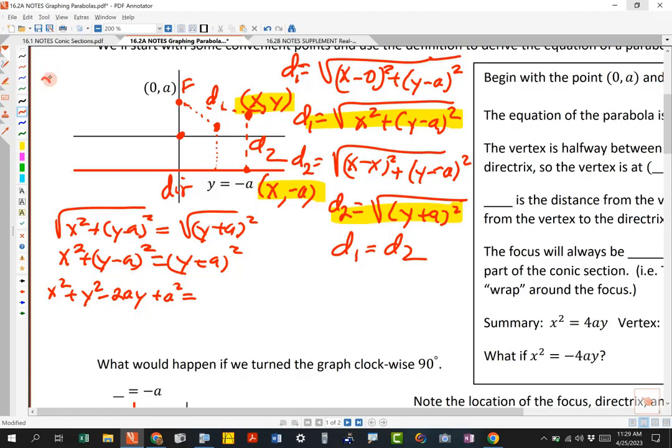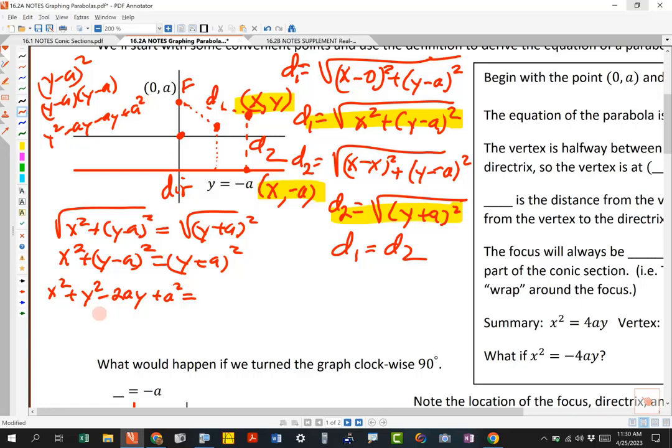So y minus a quantity squared would be y minus a times y minus a. So we're going to get y squared minus 2ay, and then plus a squared. Everybody good there? Okay. Sorry, my bad.